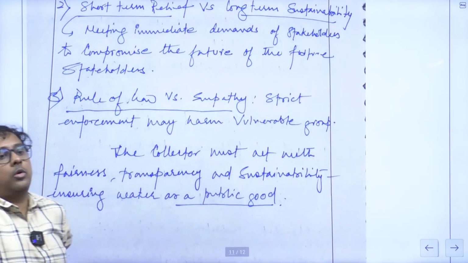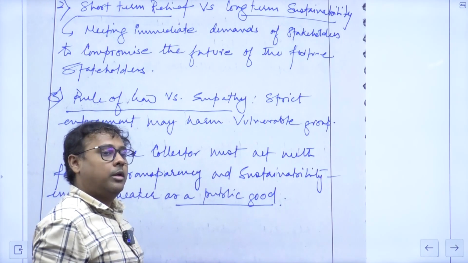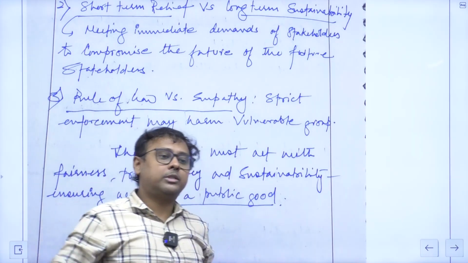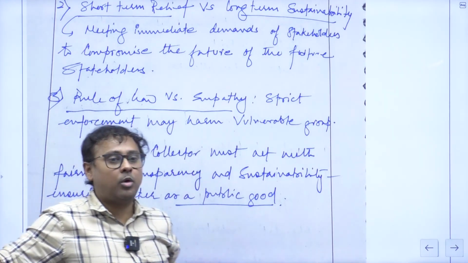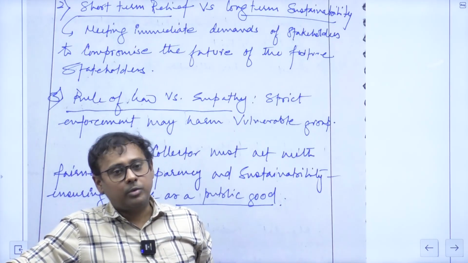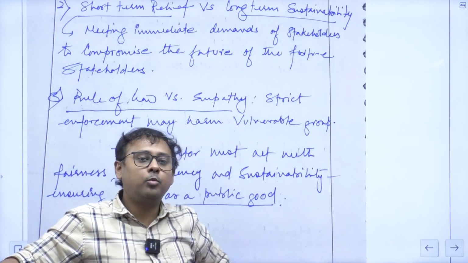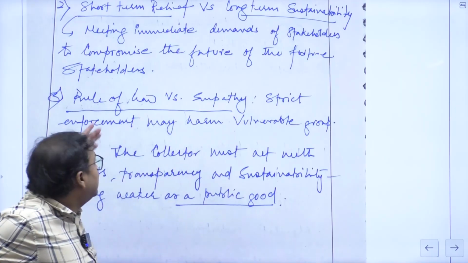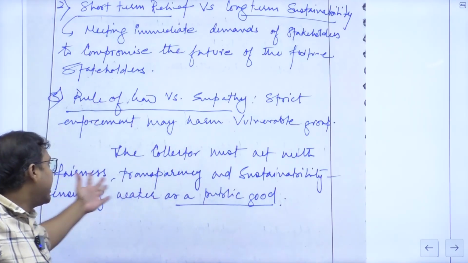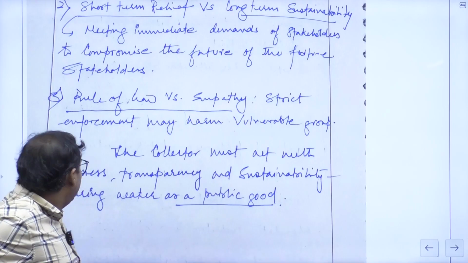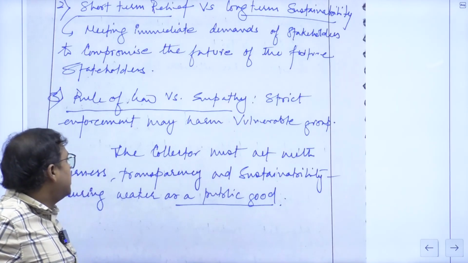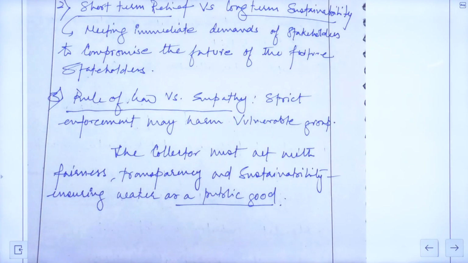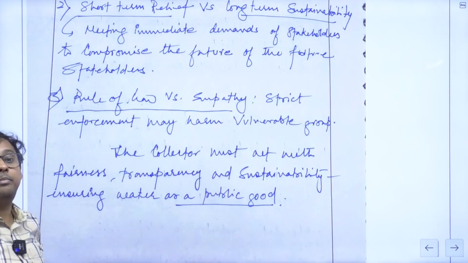Now, rule of law will say what? Rule of law will say that no, there is a policy, we have determined a policy, we'll stick to it. But empathy will say what? Agriculture, poor is there, we have to help them, let the borewell be open for them. Okay? So, these are the dilemmas that you are facing. Finally, the collector must act with fairness, transparency, and sustainability, ensuring water as a what? Public good.